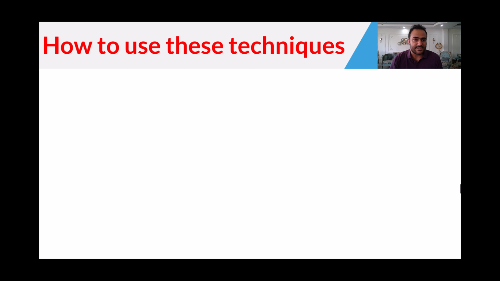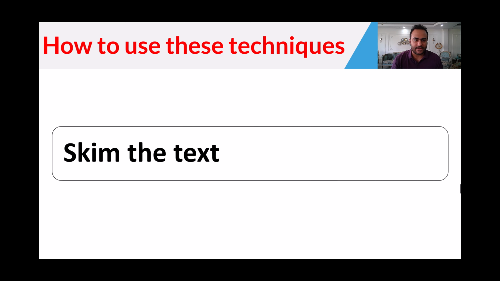Now, the question is this: how to use these techniques? I mean, skimming and also scanning. Let's have a look at the techniques and the strategies that we talked about. First, we have to skim the text to see what the text is about. And we talked about skimming in the previous video. It's reading the text generally to find out what the text is about. Mostly the beginning of the paragraphs and the end of the paragraphs can be the best places for skimming.